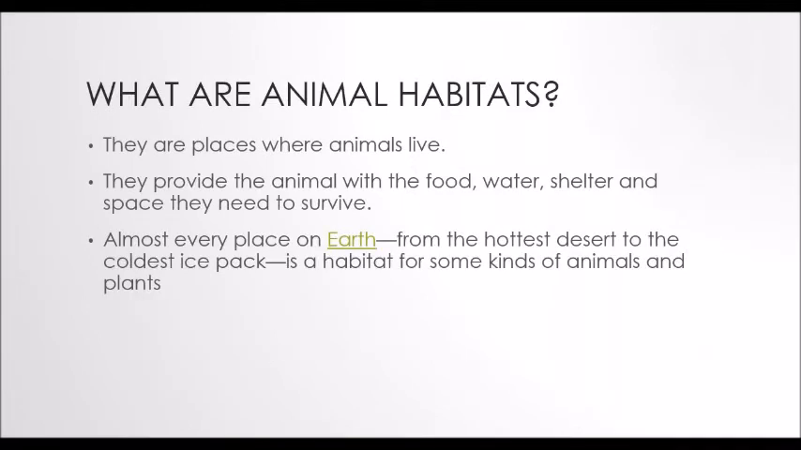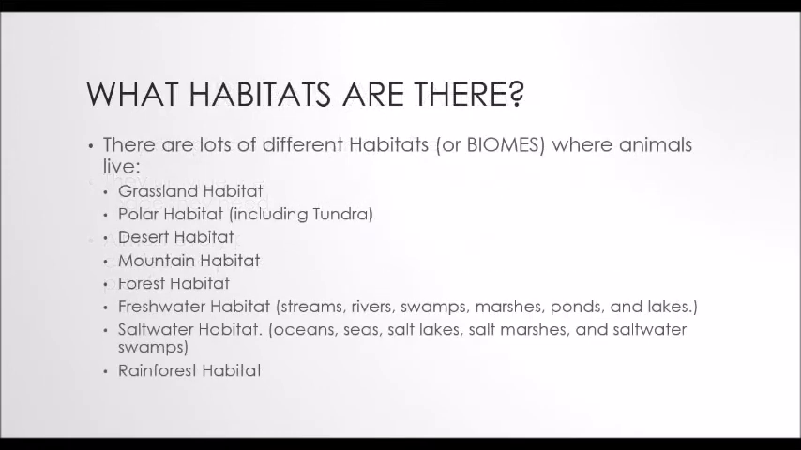So, what are animal habitats? Basically, they're the places where animals live. They provide the animal with the food, water, shelter, and space that they need to survive. And almost every place on Earth is actually a habitat. There are lots of different types of habitats. Another word for habitat is a biome, and I'll tell you why that's important a little bit later on.